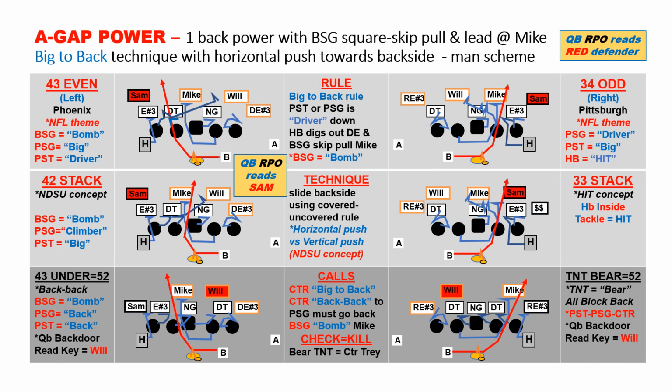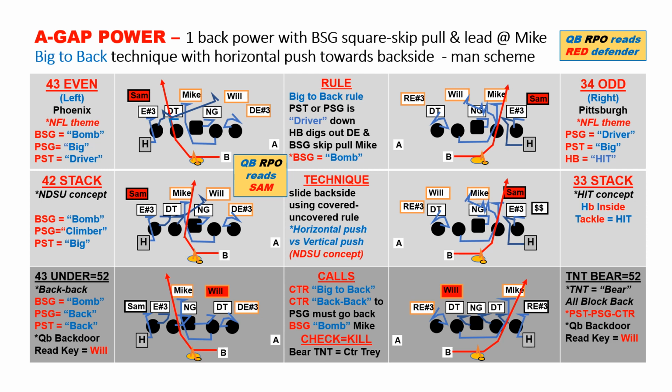Our third family is inside gap, and we like to use A-gap power as our foundation concept. We still use our big to back rule with the backside guard now skip pulling, leading on the Mike backer. It starts with the H-back to the play side. He will always J-block the defensive end, getting his head inside, digging him out.